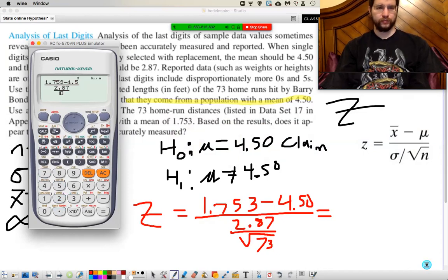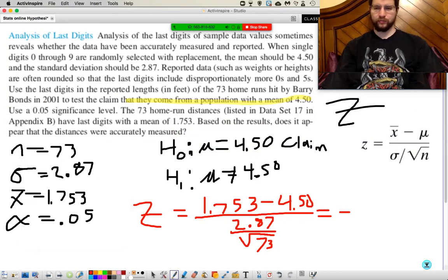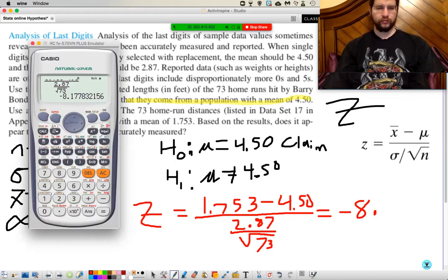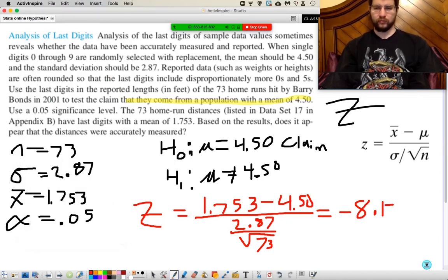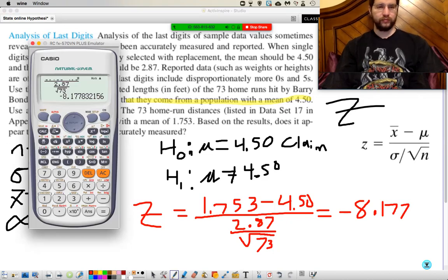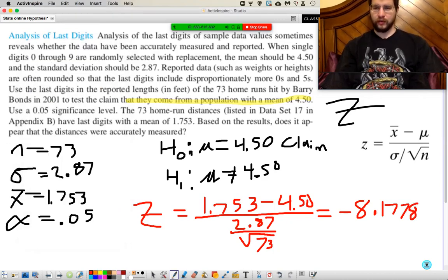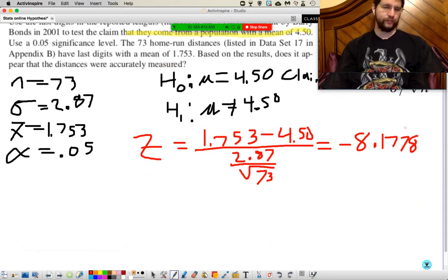2.87 over the square root of 73. Oh my goodness, negative 8.1778. Yeah, you should know what that means already. Okay, that's our test statistic. It's a big one.